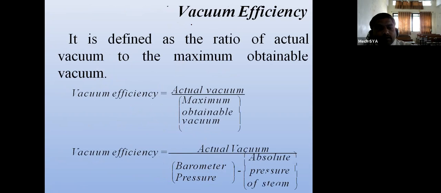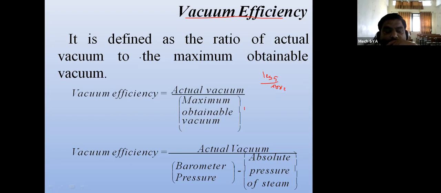Now there is one concept, vacuum efficiency. So what is vacuum efficiency? It is defined as the ratio of actual vacuum to the maximum. Efficiency is always the ratio of what? Less quantity to maximum quantity. So actual vacuum is always less than the maximum or theoretical vacuum. Less divided by more is always the ratio of efficiency. It is called the theoretical vacuum.